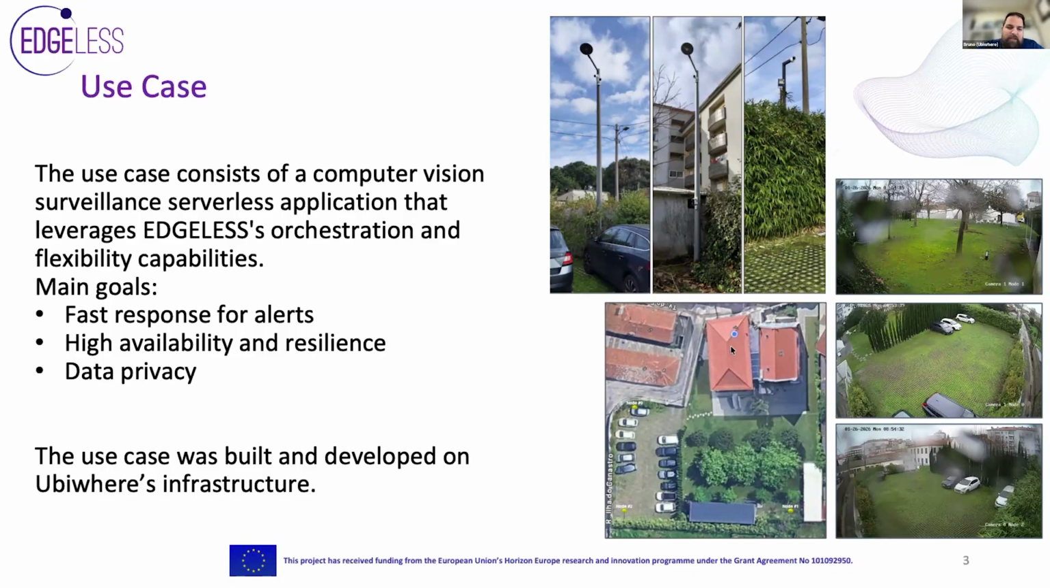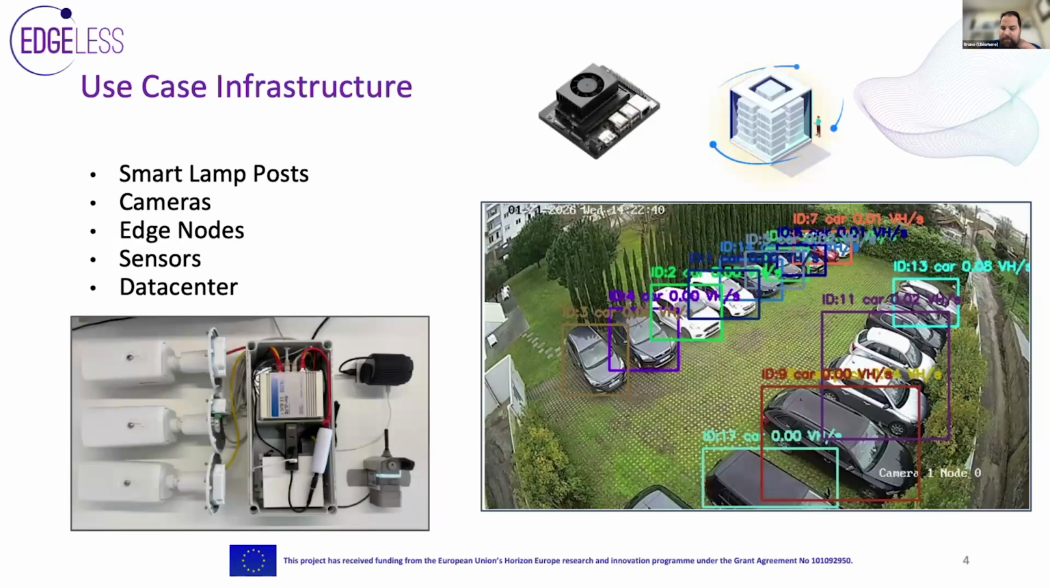The use case was built on the infrastructure that we have as a test bed with edge nodes for testing. So this is our headquarters at Ubiware, and this is where we do all our tests. The infrastructure consists of smart lampposts with cameras, edge nodes, sensors. We also have a data center where we can deploy things. And this is where we deployed Edgeless and where we tested everything.